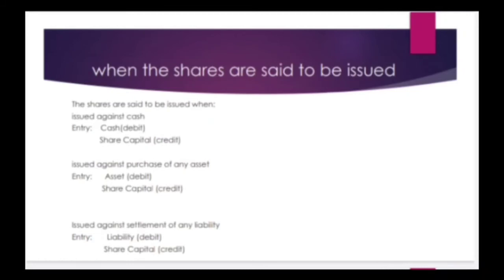The next condition is issued against purchase of any asset. So asset account will be debited because asset is arriving to the company and we're giving the shares against this asset. So share capital shall be credited. Then issued against settlement of any liability. So when the liability is being paid, although it is being paid by issuance of shares, liability is reducing, it is declining. So liability is debit and share capital will be credited.